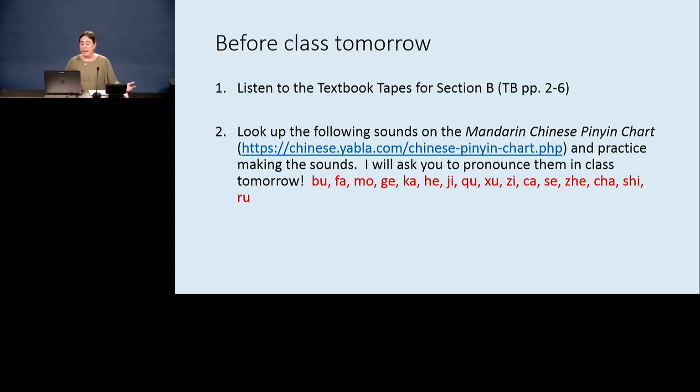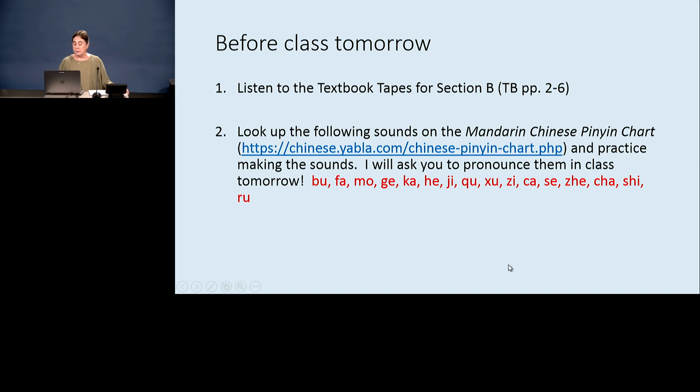Between now and when you attend class tomorrow, I'd like you to do a couple things. One is I'd like you to listen to the textbook tapes for section B. Those are the tapes that correspond to pages 2 through 6 in your textbook. When you go to the virtual language lab, you'll see that you have textbook tapes. Look for B1, B2, etc. And those are the ones I'd like you to listen to for practicing the simple finals and the initials.